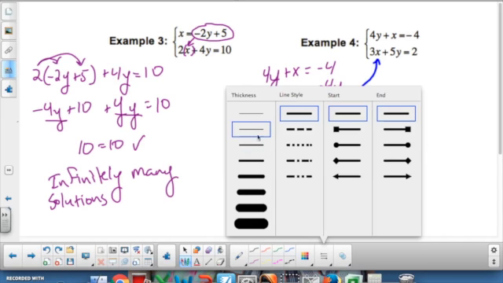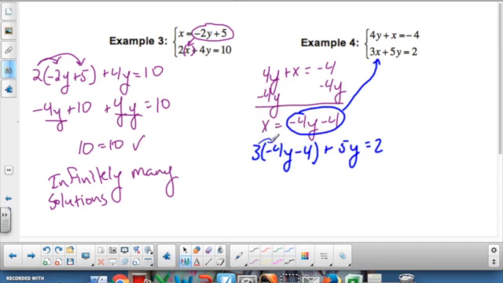And now when I solve it, I'm going to distribute. 3 times negative 4y is negative 12y. 3 times negative 4 is negative 12, plus 5y equals 2. I'm not distributing to this term because it's not inside of those parentheses. So now I'm going to combine my like terms. Negative 12y plus 5y is negative 7y minus 12 equals 2.